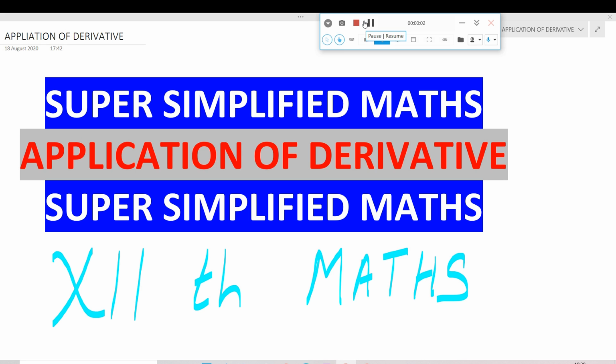Good morning. I welcome you all back to this class of mathematics, and we are discussing the class 12 syllabus of maths. We are doing chapter 6, applications of derivatives, from book 1, and we are continuing with exercise 6.5 on maxima and minima.